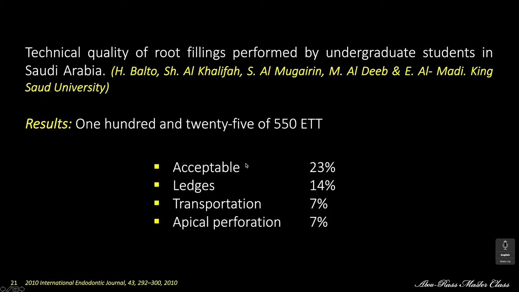At King Saud University, combination studies, okay. This is extremely interesting, when you have the teachers evaluate the quality of their education themselves. Dr. Balto here, a few years ago, they did a study of acceptable undergraduate performance. They indicated that the acceptable was 23%. 23%, that means you have more than 60% unacceptable. And they found the problems were ledges, transportation, and apical perforations.